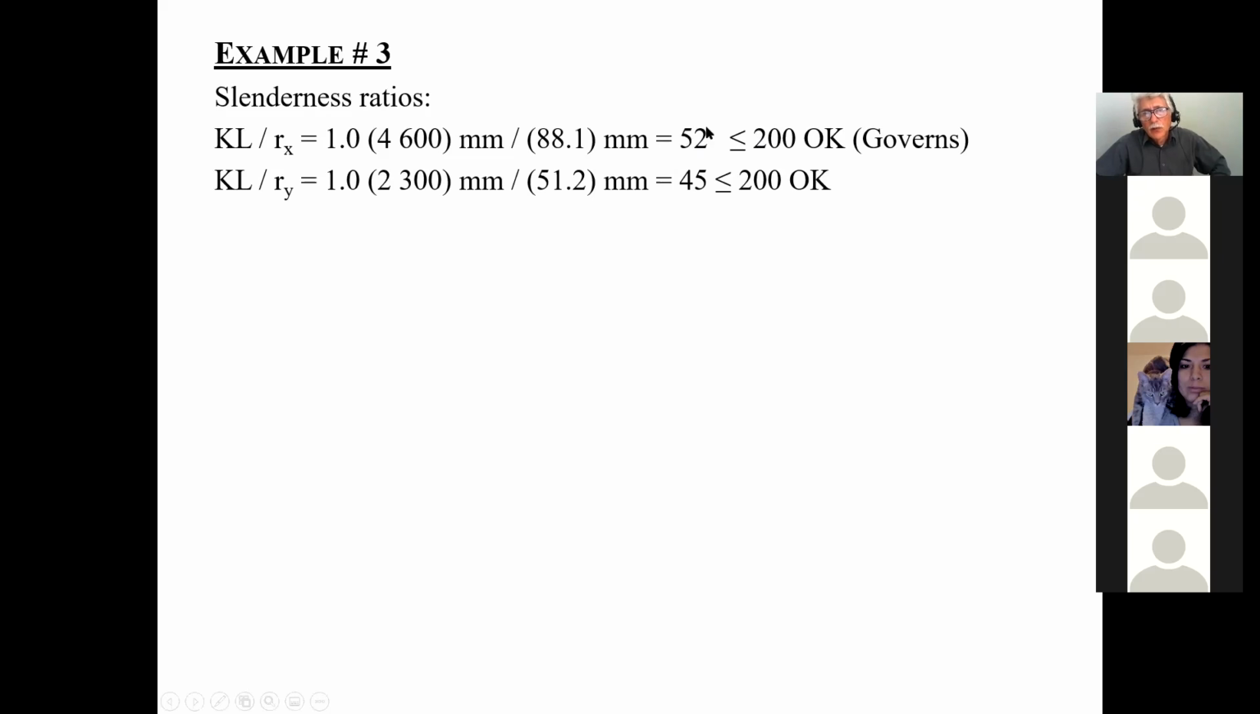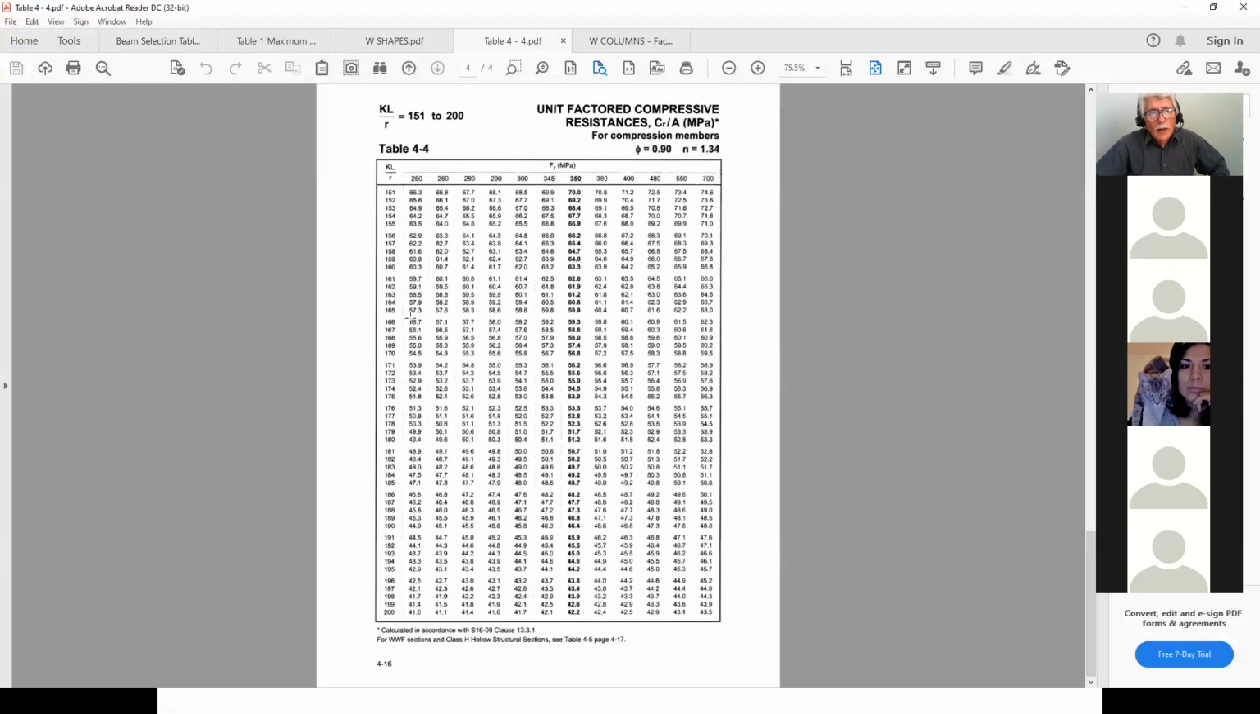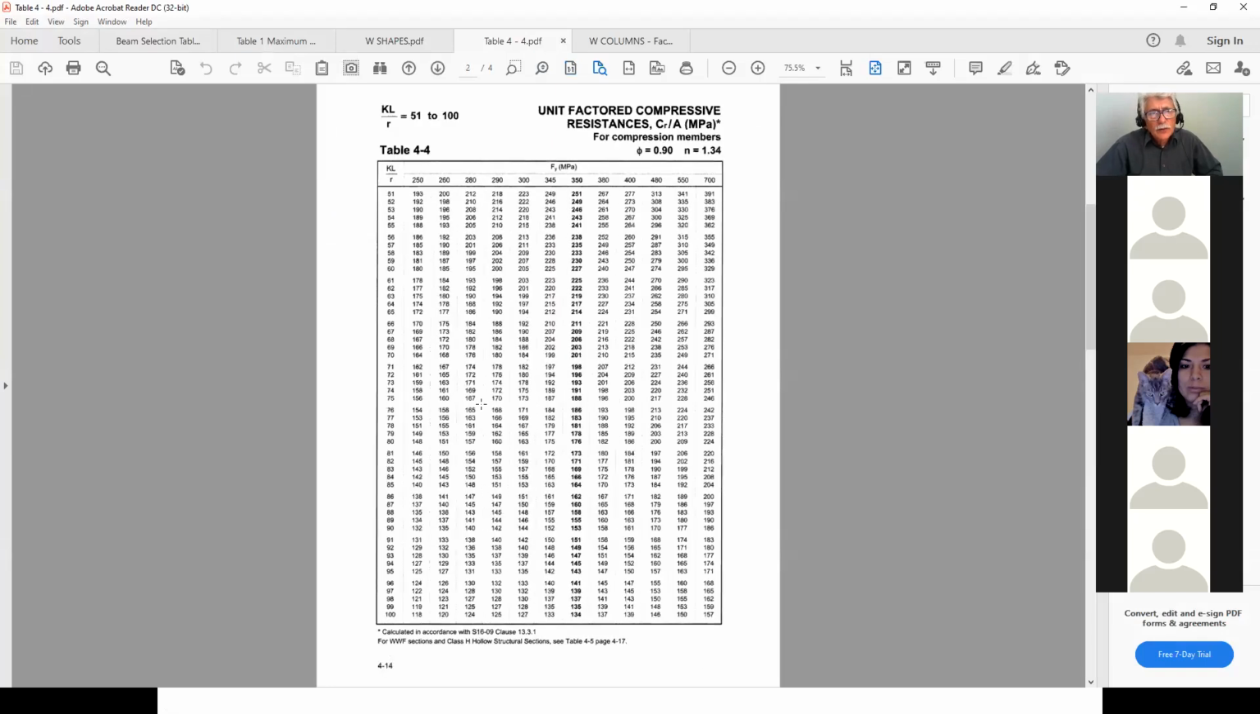Now, I know that the KL over R is 52. Therefore, I go to table 4.4. And of course, I know that this table is good for what I have. In other words, N is 1.36, for rolled sections, so I can use this table. I've checked it. It meets the requirements of table number one. And therefore, I just go up and look for 52. Here's 52. I don't know, did I say that our strength of steel was 350 in this case? Oh, 345, 350. And therefore, I have a Cr over A value of 249 MPa.